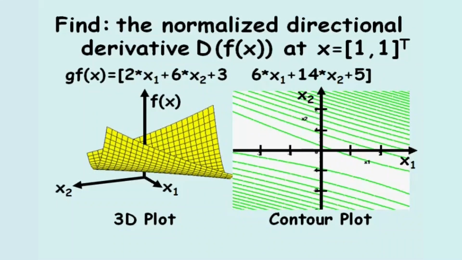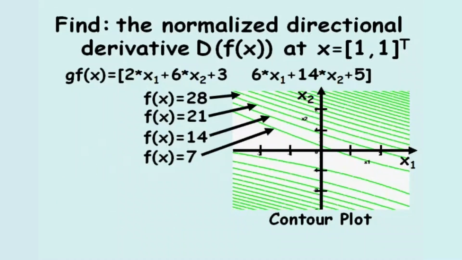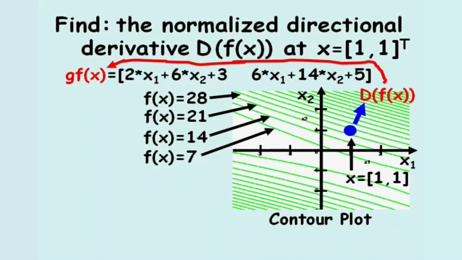If we label a few of the level sets 28, 21, 14, and 7, we notice that at point 1, 1, the positive gradient points in the direction which has a positive x1 value and a positive x2 value. When pointing in the direction of maximum increase of f of x, the gradient of the function equals the directional derivative of the function.